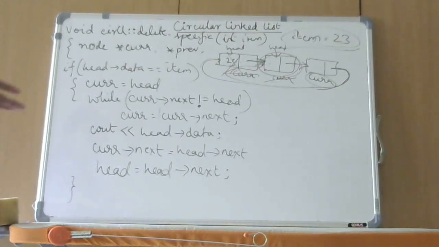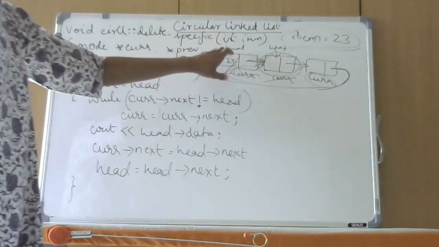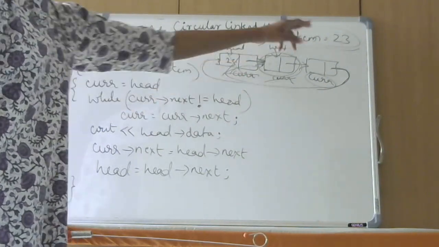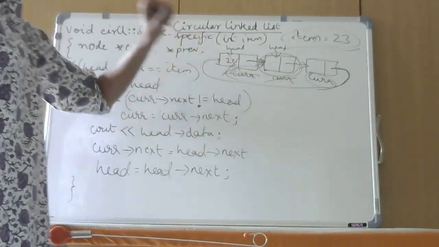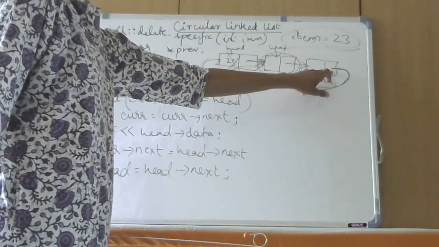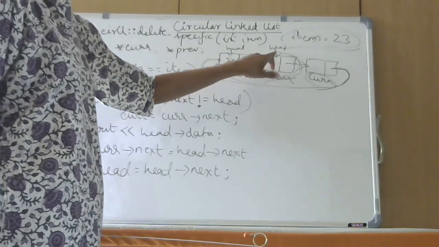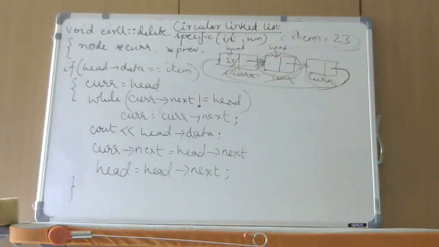So that is how you delete the first element when you have more than one element in the list. First I am checking if head of data is equal to item. That is the first condition, because let us say we are given 23 and 23 is the first element. In that case I have to keep track of the last node, because next of this last node should point to the second element now, and the second element will now become the new head.